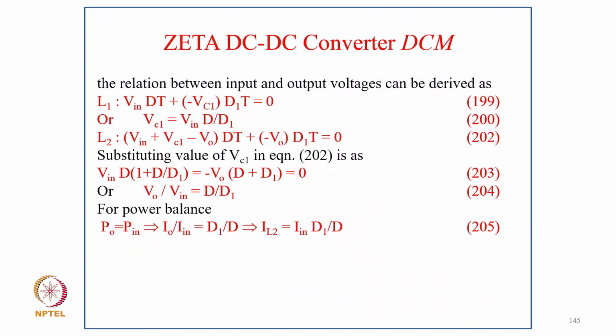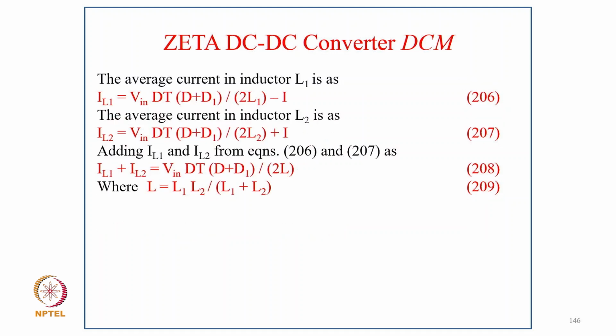So the relation between input voltage and output voltage can be derived from the voltage across L1 and L2. The voltage across L1 is V in dT plus minus VC1 d1T, where VC1 comes equal to V in d upon d1, and for L2 it is V in plus VC1 minus VO dT plus minus VO d1T. Substituting the value, V in d in bracket 1 plus d by d1 minus VO in bracket d plus d1 equal to 0. So it comes VO upon V in equal to d upon d1, and for power balance, P equal to VI. So d1 upon d, and that is IL2 upon I in, that is d1 upon d2.